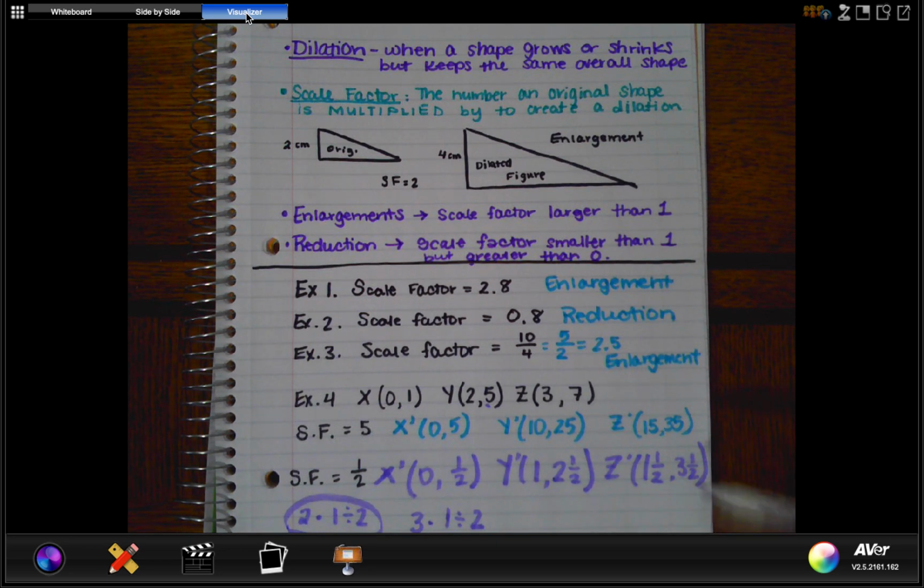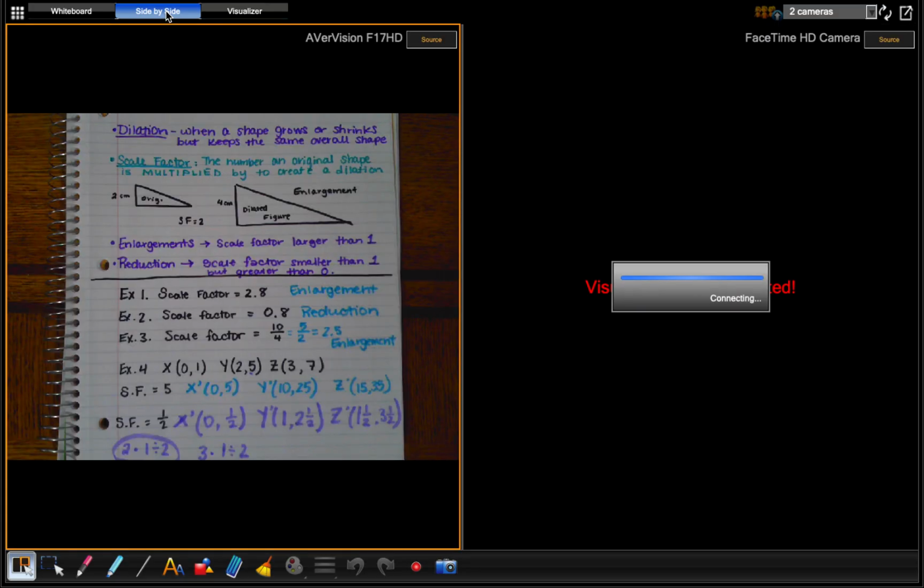Okay, so this is clearly a reduction. All of these numbers are lower than the originals besides the 0. The 0 is the only one that will remain the same. Hopefully this was a good review of scale factor and dilation for you all.